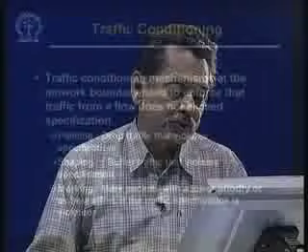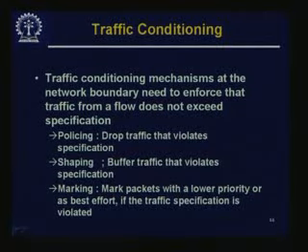Policing is to drop traffic that violates the specification, the specification as agreed between the service provider and the sender. Shaping means to buffer traffic that violates the specification. And marking means to mark packets with a lower priority, or as best effort, if the traffic specification is violated.